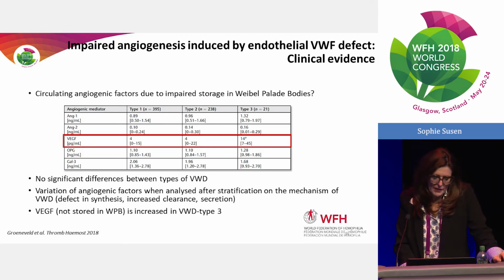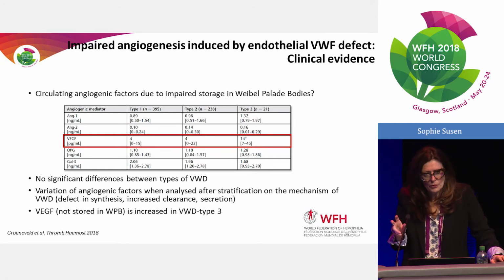And if we look now at the circulating angiogenic factors due to an impaired storage in Weibel-Palade bodies, there are no significant differences that have been shown in this paper between the three types of von Willebrand disease. But there is a very important substratification on the mechanism of the von Willebrand disease: the defect in synthesis, the increased clearance, and the secretion. And for that, there is something missing. We do not know how to quantify proteolysis, and we should develop tests to investigate this part of the picture.